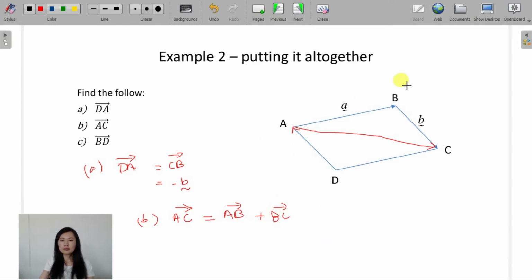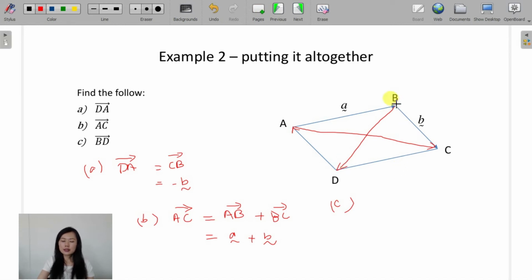Okay, so AB plus BC. AB is A, BC is B. That's it. So it's A plus B, in other words. All right, now BD. There are a lot of ways to think about this vector.